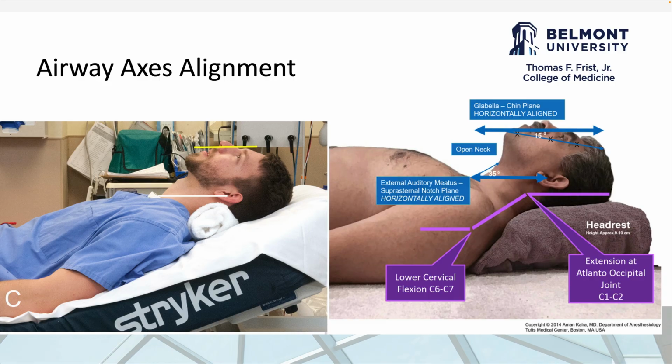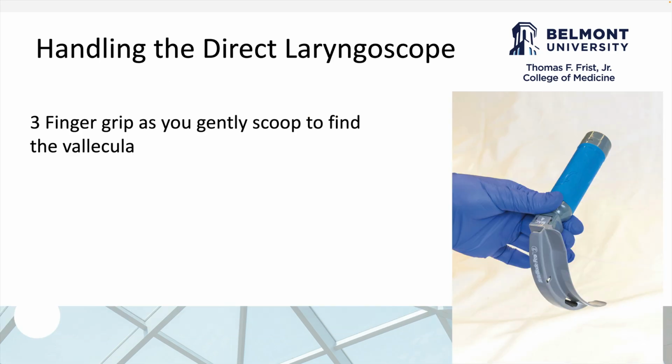The diagram on the left demonstrates optimal alignment of the airway axes for endotracheal intubation. These diagrams emphasize the ear to sternal notch plane and the facial plane parallel to the ceiling as clues to optimal airway axes alignment.